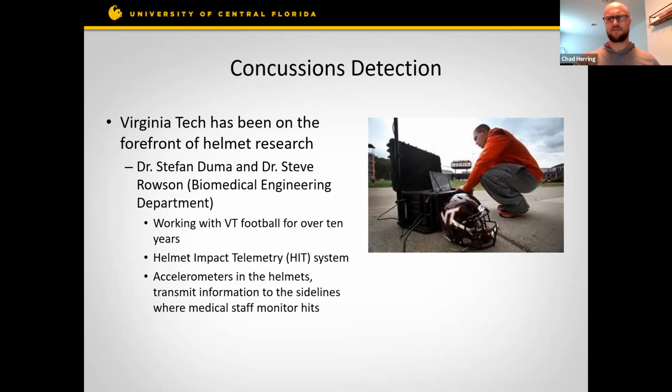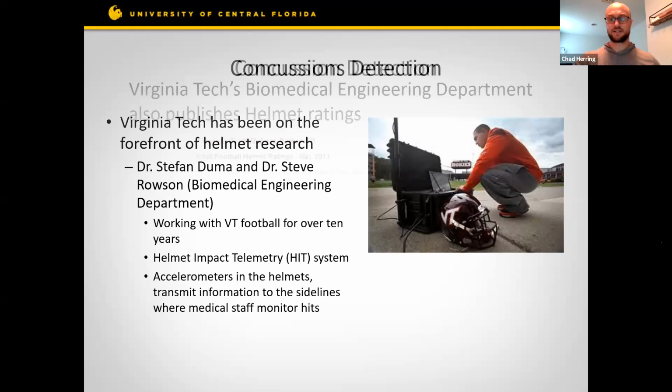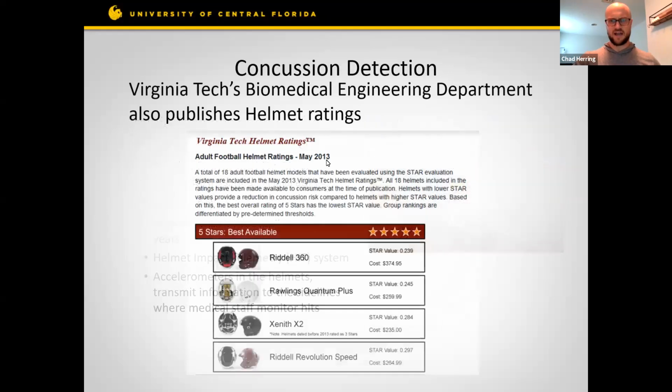So here you can read about Virginia Tech. They were one of the earlier schools and organizations that were on the forefront of researching different types of football helmets. And I believe they still have this. It's a little older, but I believe they still rate these helmets. So different helmets are obviously better or worse at preventing concussions. Okay.